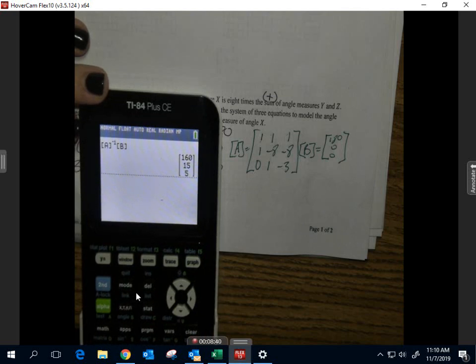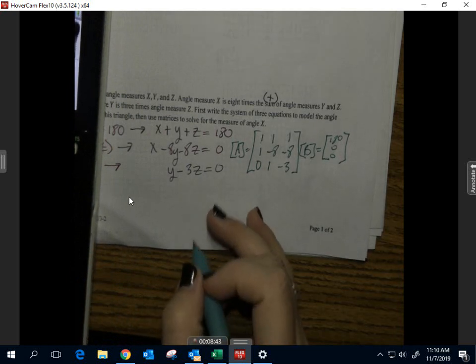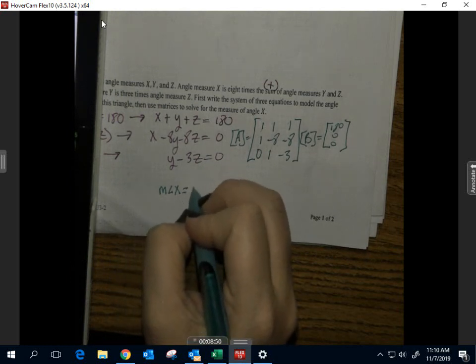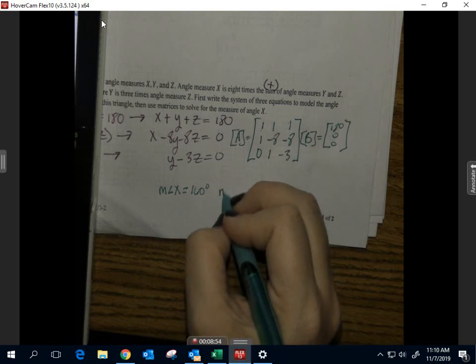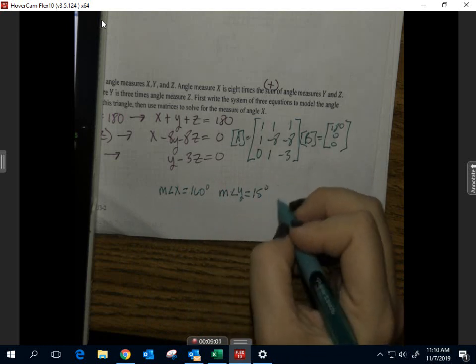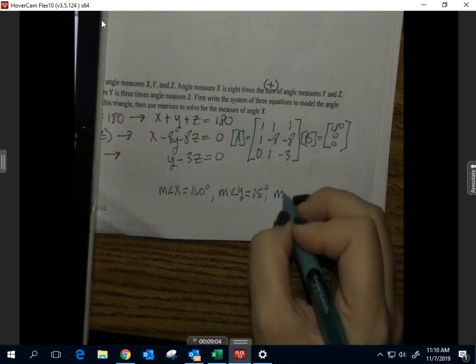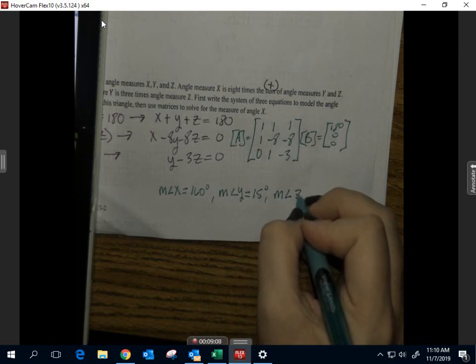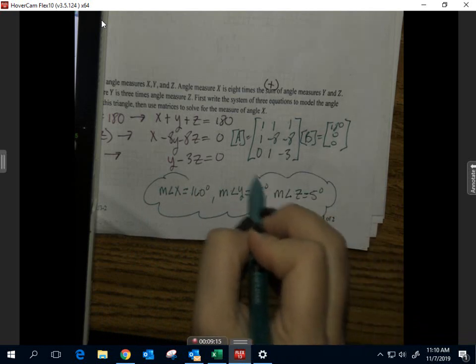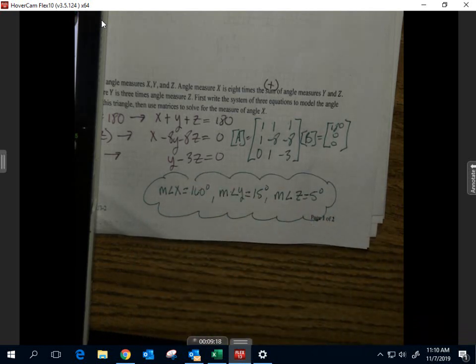And there is our measurements. I'm going to go so nerdy geometry on you. So the measure of angle X is 160 degrees. Measure of angle Y is equal to 15 degrees. And the measure of angle Z is equal to 5 degrees. Whenever you have a measure of something in geometry, like a side or an angle, if you want to put equals, you have to put the M in front of it. So the measure of. And that's it.